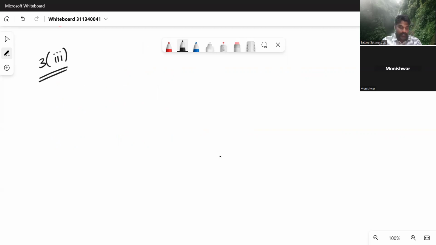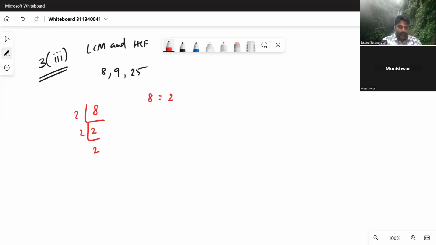Right. In third question, third bit, sir. 8, 9, 25. They're asking us to again find LCM and HCF. So 8 can be written as 2 into 2 into 2. So that is 8 is equal to 2 cube. When it comes to 9, 9 is nothing but 3 square. So in order to make ourselves comfortable, what I will do, 2 into 2 into 2, 3 into 3, and 25 is equal to 5 into 5. Now here, as you can observe, there are no common numbers. If there are no common numbers, HCF will be 1.